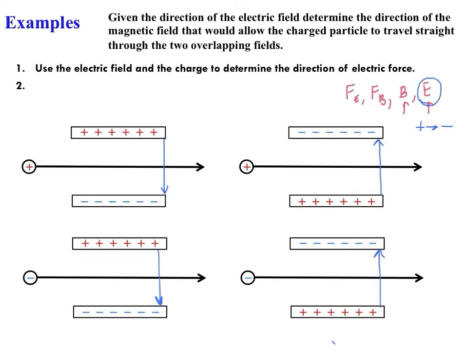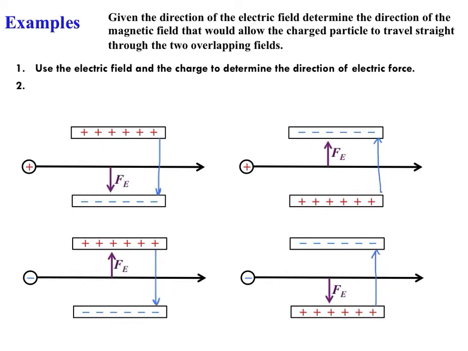Now that I've labeled my electric field, I'm going to go back and label my electric force. For this one, you do need to look at the charged particle. Here, for the first one, it is a proton. So when my proton enters this field, it's going to be repelled by the positive side and attracted to the negative side. So go ahead and do that for all four. Now we have all four electric forces on my charged particles.